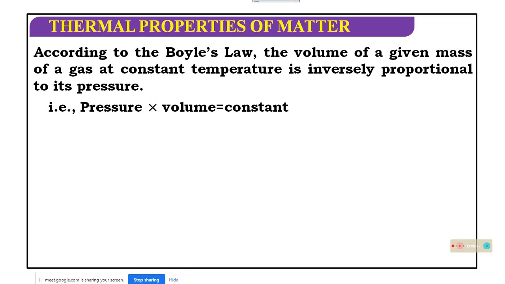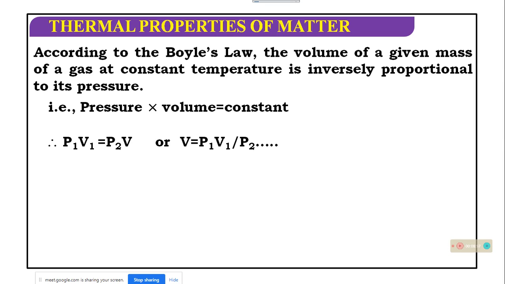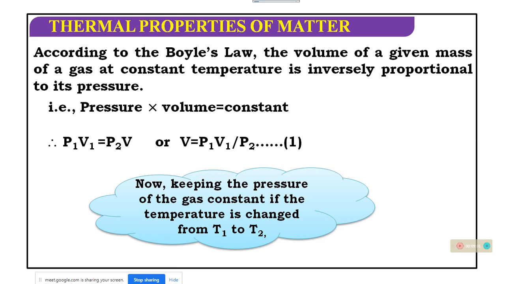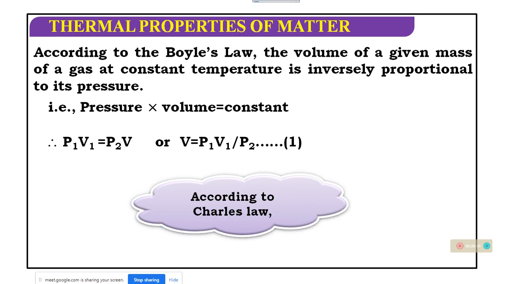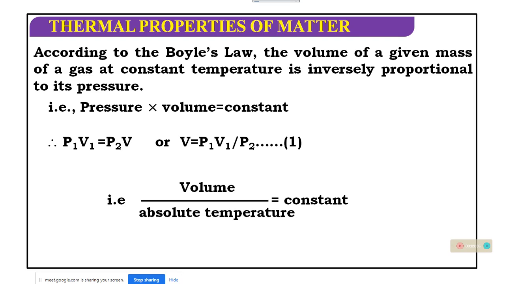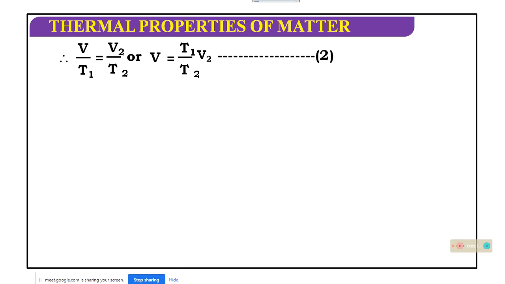According to Boyle's law, the volume of a given mass of gas at constant temperature is inversely proportional to its pressure. That is, pressure into volume equals constant. P1 V1 equals P2 V2. Now keeping the pressure constant, this is very key, the volume by absolute temperature remains constant. Then V1 by T1 equals V2 by T2. So we can find out the unknown value of V.